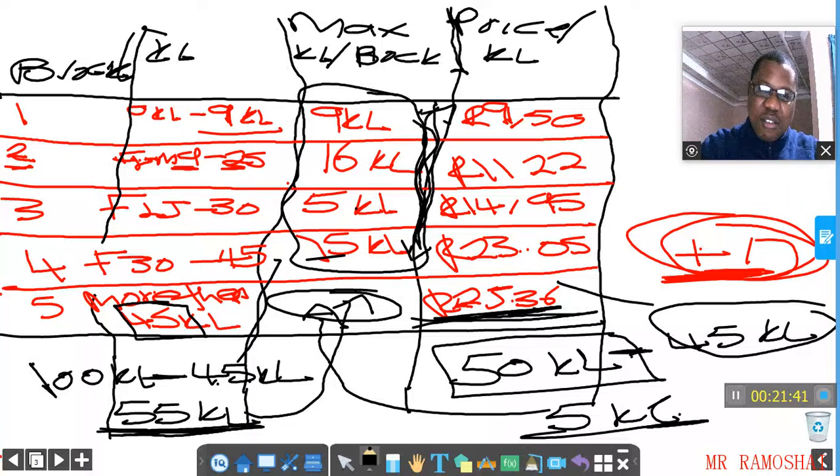If someone has used more than 45, we're going to take 45 out and distribute it between block 1, block 2, block 3, and block 4. Then the remaining kiloliters, it doesn't matter if the remaining is 1 million or 1 trillion, they all go to block number 5. They are all going to be charged at 25 rand 36 cent per kiloliter. I hope that makes sense.